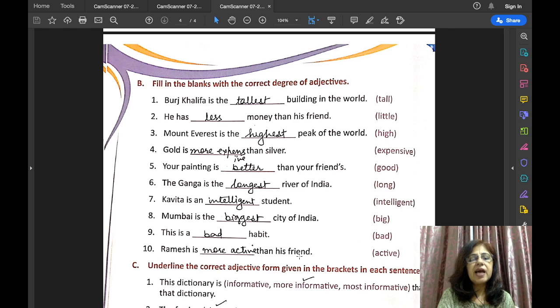Ramesh is dash than his friend. Now the comparison is between 2, Ramesh and his friend. And when there is comparison between 2 persons, then we use the comparative degree. And the comparative degree of active is more active. So Ramesh is more active than his friend. So in order to fill these blanks, you have to learn all the comparative and superlative degrees of these positive degrees. Then only you will be able to fill these blanks.